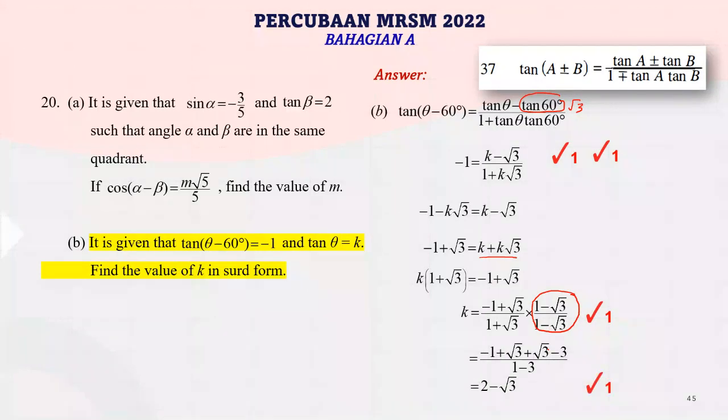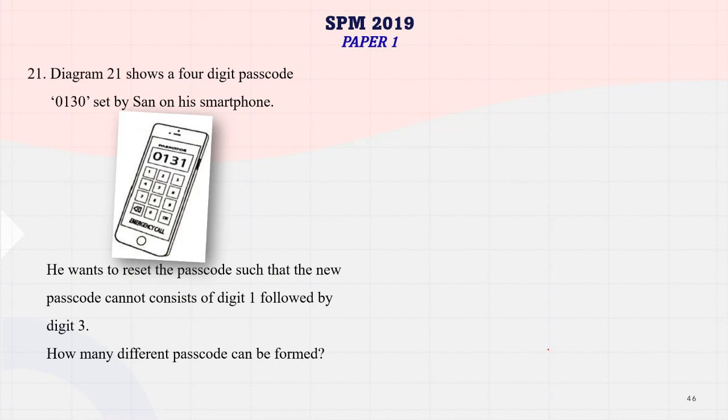And last question untuk today, part B untuk paper 1, SPM 2019, paper 1. Diagram 21 shows a 4-digit passcode 0130 set by Sen on his smartphone. He wants to reset the passcode such that the new passcode cannot consist of 1 followed by 3. So maksudnya passcode dia tak boleh ada 1 lepas 1 3. Ni tak boleh. Dia boleh 3 1 boleh, 1 3 tak boleh. So how many different passcodes can be formed?